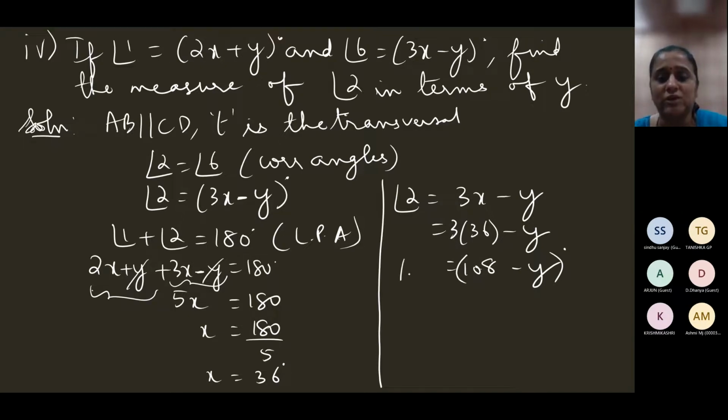So we have got angle 2 in terms of y. We have not got the magnitude of angle 2, but we have got the measure of angle 2 in terms of y. It is 108 minus y. Angle 2 is equal to 108 minus y. You understand that, children?